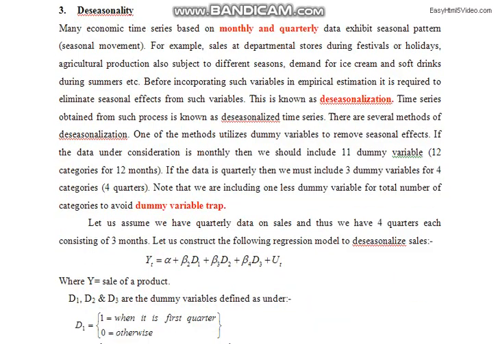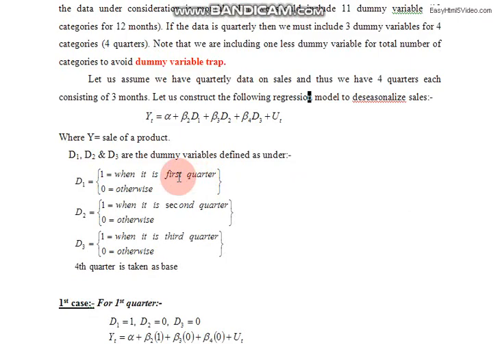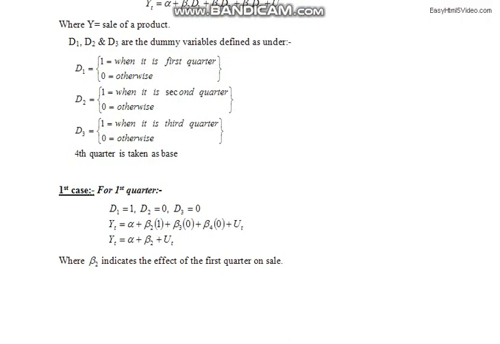If the value of sale belongs to the first quarter, then D1 will be equal to 1, otherwise it will be equal to 0. If the sale belongs to the second quarter, then D2 will be equal to 1, otherwise 0. If the sale belongs to the third quarter, then the value of D3 will be equal to 1, otherwise 0, and the impact of the fourth quarter will be captured by the intercept. So it is taken as the base.